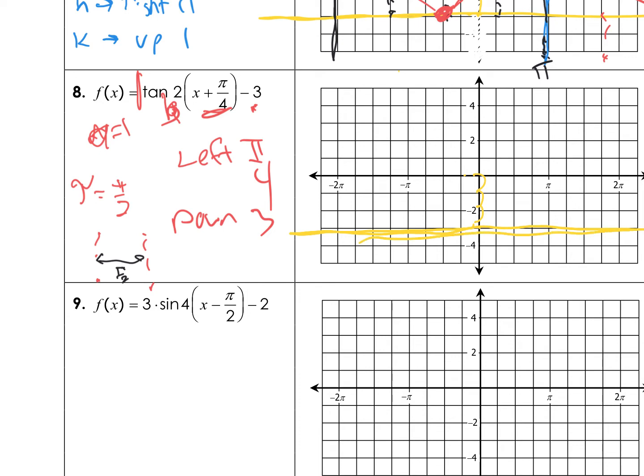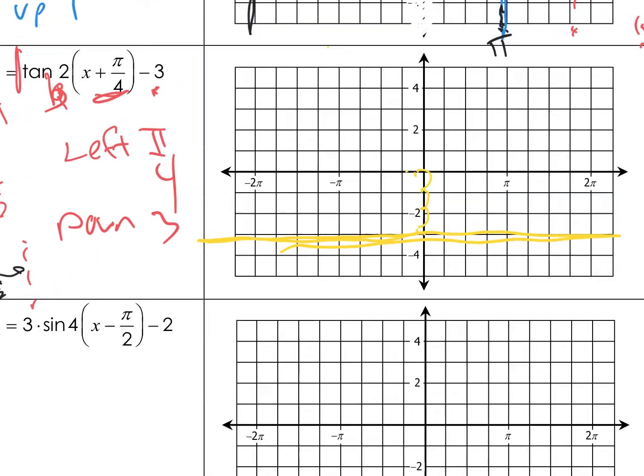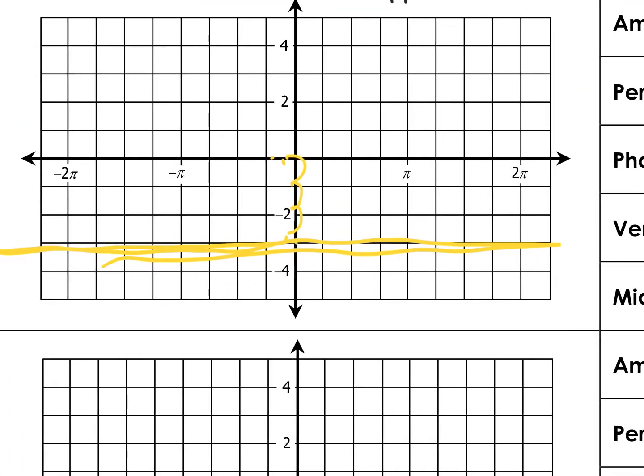I used to start my tangent at 0, with a dot right here, but not this time. So I have to realize that the new starting vertical line will be to the left pi over 4. So let's see, this is left pi. This is pi over 2. This is pi over 4, half of pi over 2. There's my new starting line.